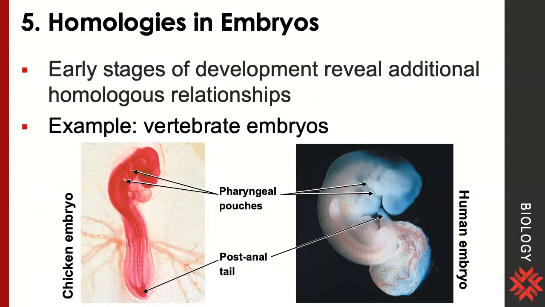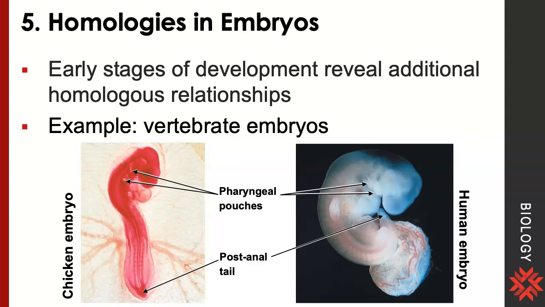Lastly, homologies in embryos. Sometimes when you're looking at similarities in the adult form, it's hard to see these homologies or these similarities due to common ancestry. But sometimes when you look at the embryo, it's a lot easier to see these similarities. Well, I already mentioned that chickens and humans share 60% of the same DNA. We are related to one another. We have homologies with chickens.